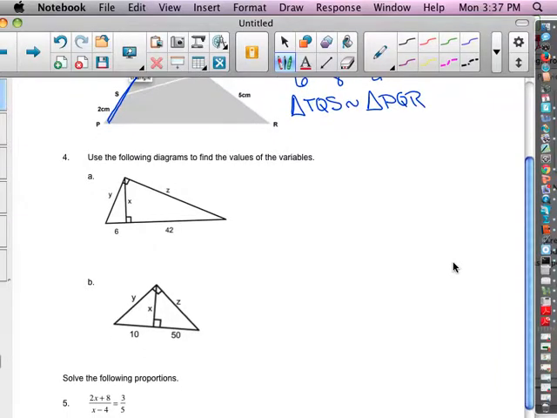Next, let's take a look at finding the geometric mean of a triangle. Remember, there are 3 possible geometric means.